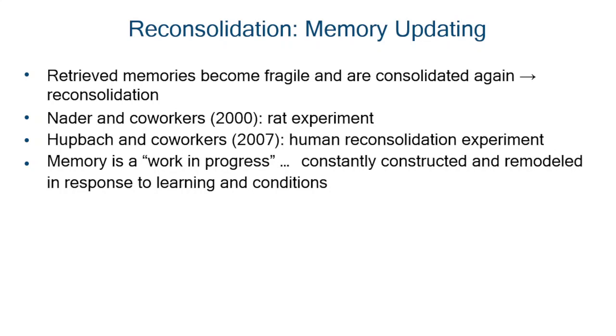Because once we bring them out to our consciousness, the data we encoded becomes fragile again. And then when we put them back into long-term memory to be consolidated again, to become stronger, we have reconsolidation. What Nader and colleagues, as well as Hupbach and colleagues, saw in their studies is that the memory we have is constantly constructed and remodeled in response to learning and conditions. Basically, they're saying that our memory tries to adapt as well.